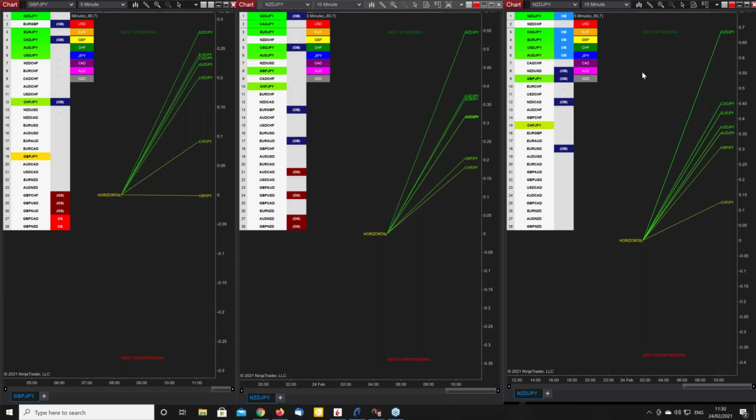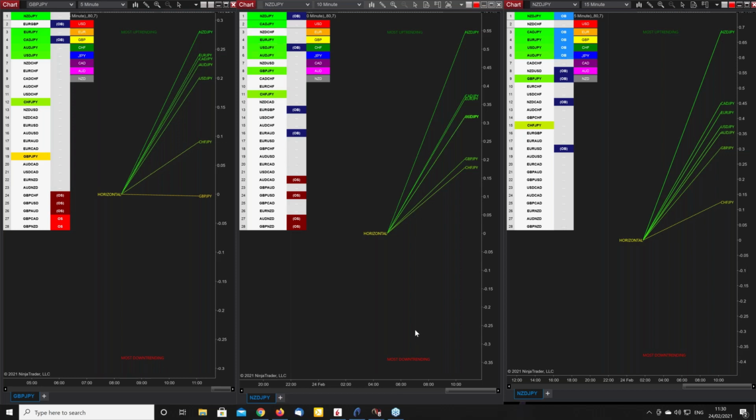Hopefully you can see my screen. Hopefully you can hear me. I've actually managed to put my microphone on, so there we go. I've actually got 3 platforms running here. I've got NinjaTrader, I've got Trading View below, and I've got Trading View on another screen.